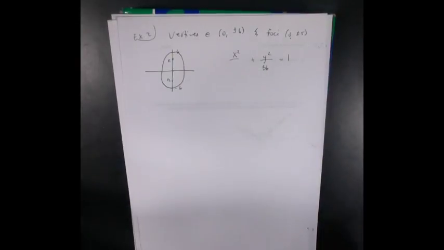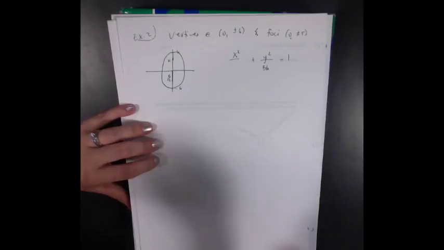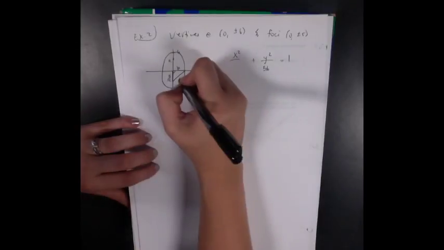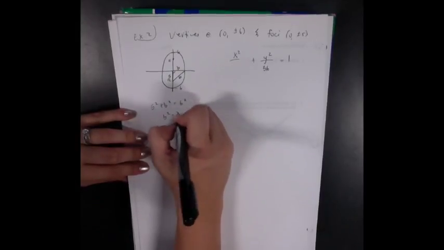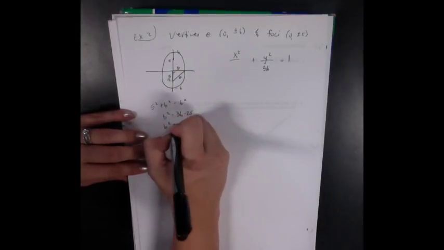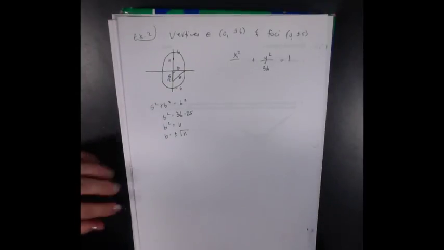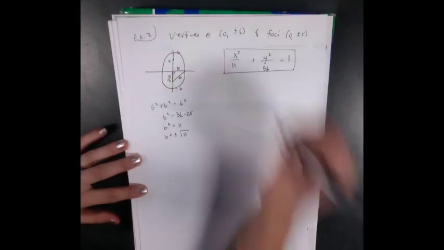My vertices here, I have 0, plus or minus 6. Now, always draw your diagram. The distance to my foci is 5. I'm looking for this distance here, and I know that this distance is the same as my a. So in this triangle, I have 5 squared plus b squared is 6 squared. So b squared is 36 minus 25. So b squared is 11. So b is plus or minus the square root of 11. So this value I square and put here. The square root of 11 squared is 11.